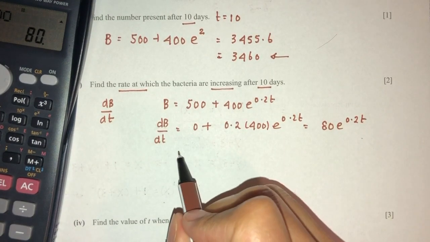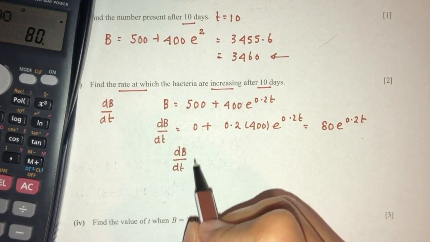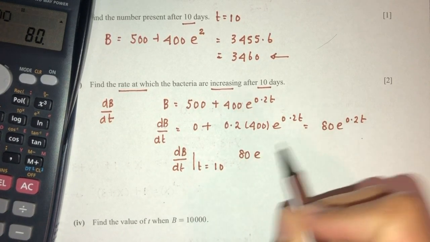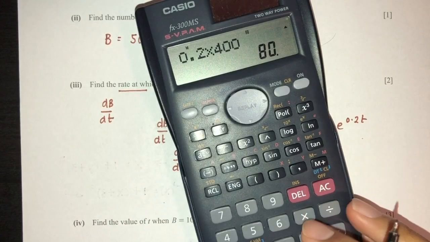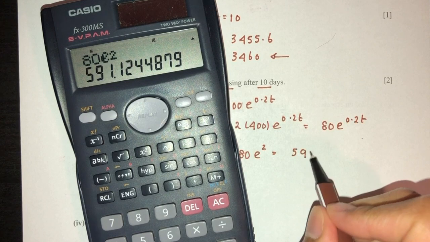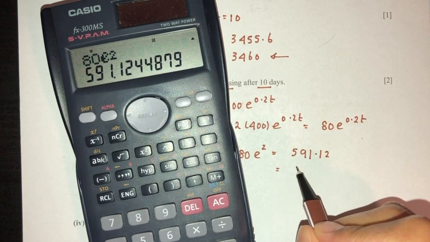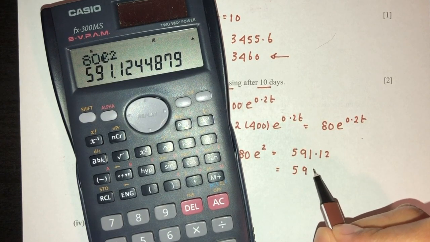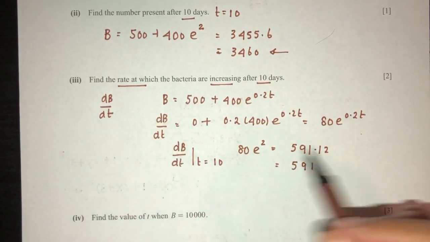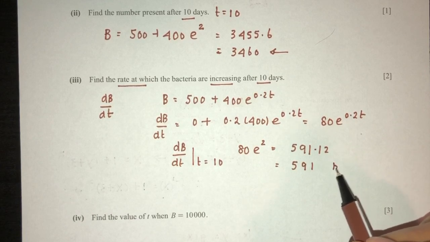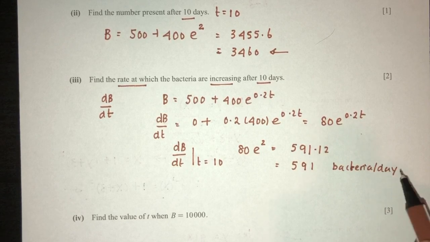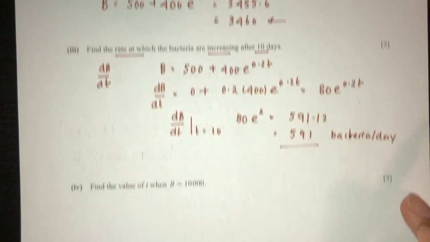Now we have to find dB by dt at t equal to 10. So 80 times e to the power 0.2 times 10, that will be 2. So 80 exponential square, that should be 591.12, which is 591 correct to 3SF. After 10 days, the rate is 591 bacteria per day. That's the rate of increase of bacteria after 10 days.